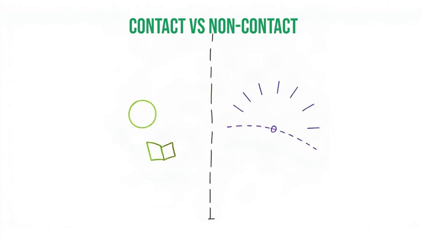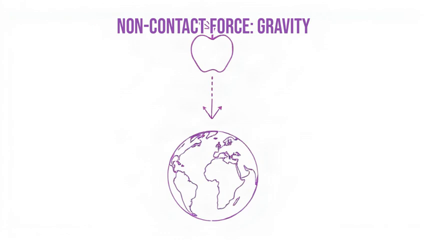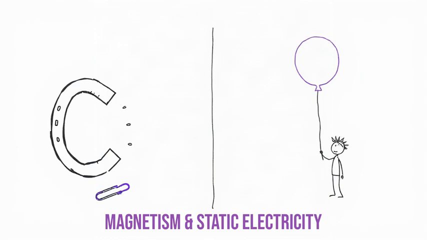Forces come in two types: contact forces and non-contact forces. Contact forces need objects to be touching, like friction slowing down a sliding book. Non-contact forces act at a distance, like gravity pulling you toward the earth. Magnetism and static electricity are also non-contact forces that act without touching.